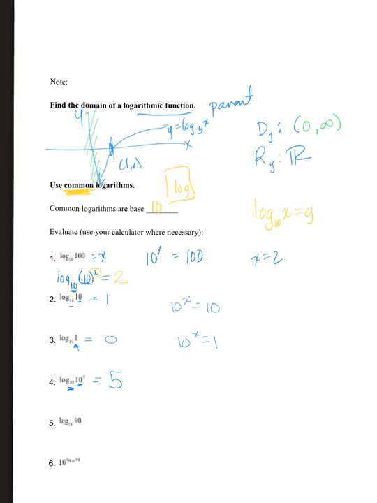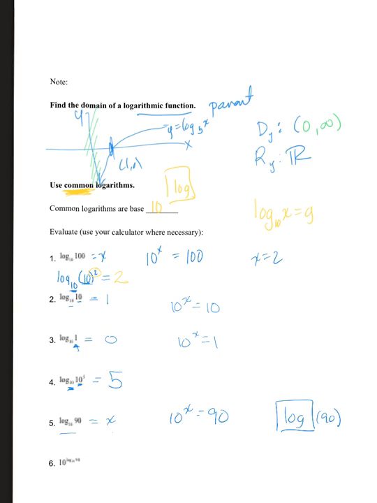Now if I look at the next one, is there a way to evaluate this without the calculator? Well, I can't represent 90 as 10 to some power. So let me rewrite this in exponential form. 10 to the x equals 90. I don't see a way to simplify this expression and figure out the value of x in this case without using a calculator. So in the calculator, you're going to put the log button, and then the argument is going to be 90. So go ahead and try that.